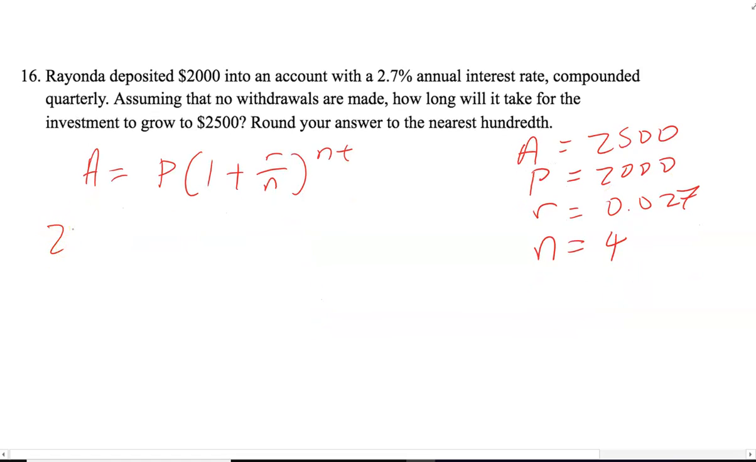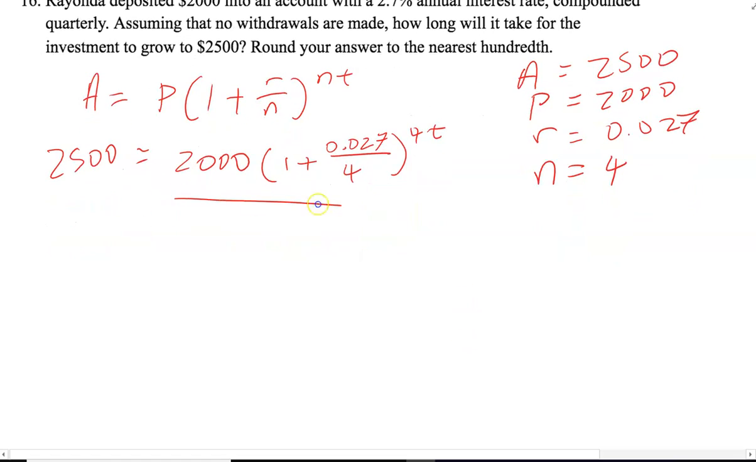Let's plug these in. 2,500 equals 2,000 times 1 plus 0.027 over 4, to the 4t. Let's do some algebra. Divide both sides by 2,000 first, and so the 2,000 goes. Then take the ln of both sides.